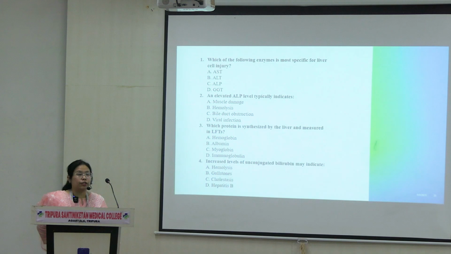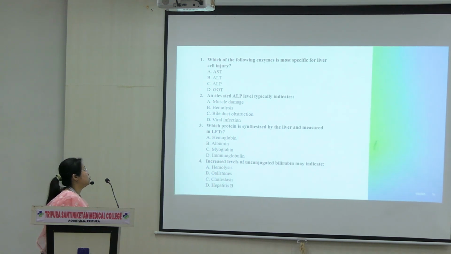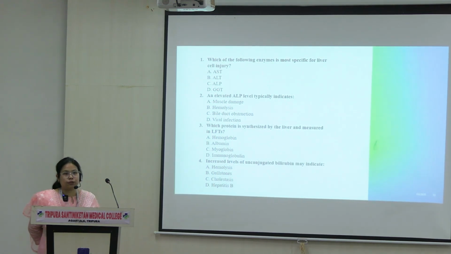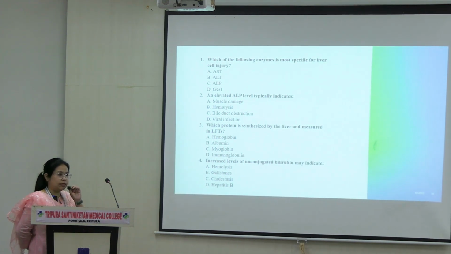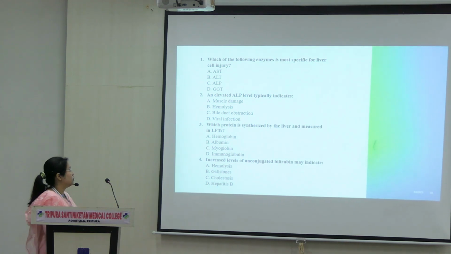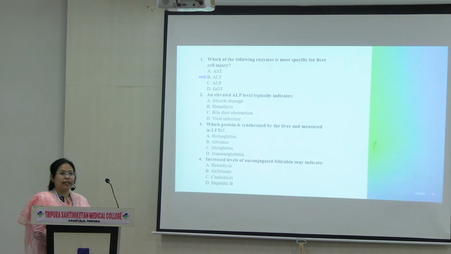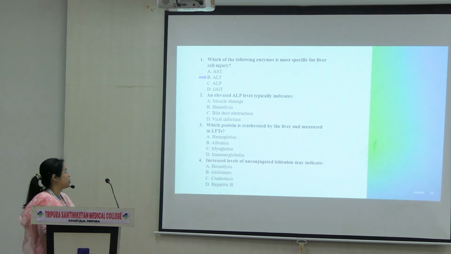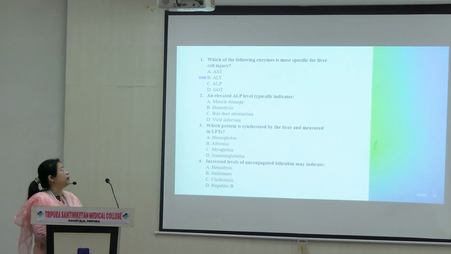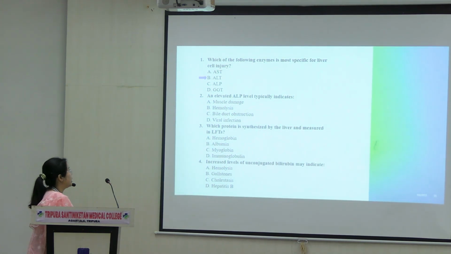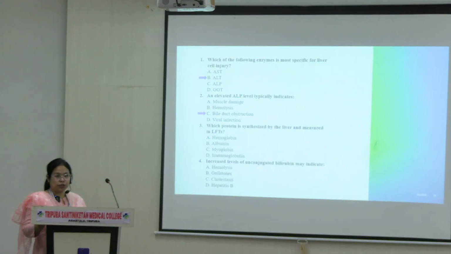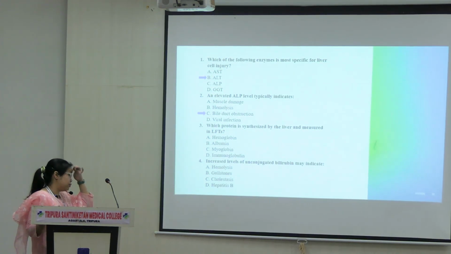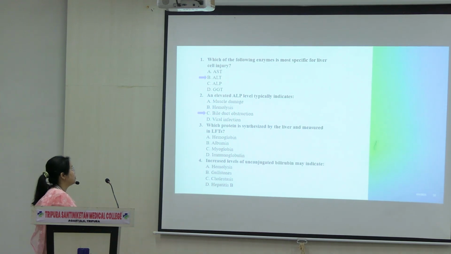Starting now, first question. Which of the following enzymes is most specific for liver cell injury, hepatocellular injury? See, it is not very specific, but जितने भी टेस्ट हैं उसमें से सबसे specific कौन सा है? It's ALT. It's in previous slides I've mentioned. अब जहाँ ALP बढ़ा, what does it indicate? Question number 2. An elevated ALP level typically indicates what? Bile duct obstruction. ALP rises in bile duct obstruction and also in bony disease. I've mentioned before.